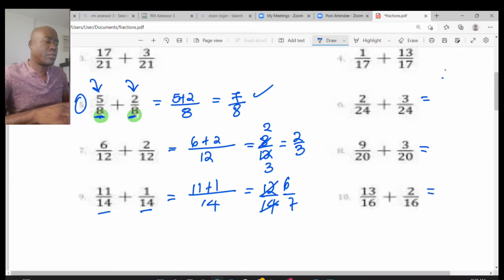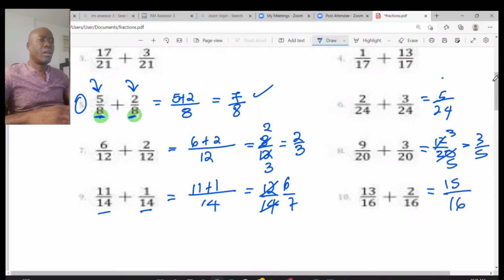All right, so let's see what you got. You would have gotten here 5 over 24. This you would have gotten 12 over 20, and if you want to cancel this, maybe using 4, you get 3/5. This one you would have 15 over 16. All right, so there you have it.